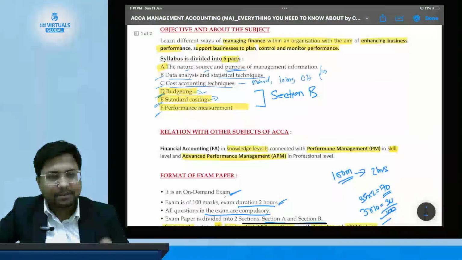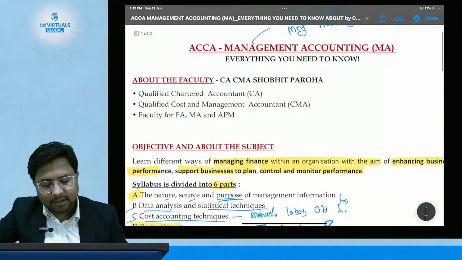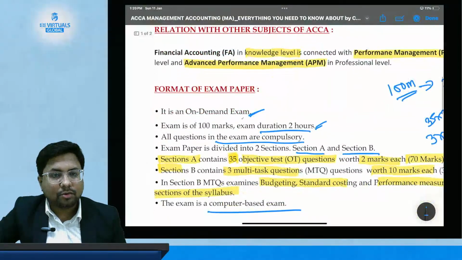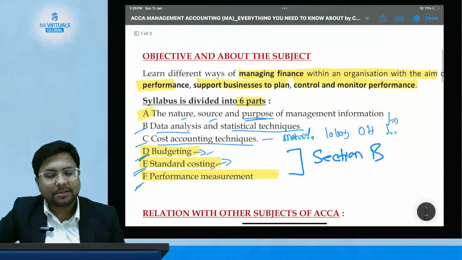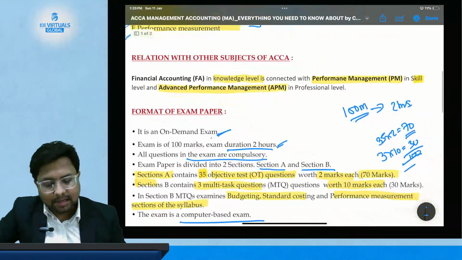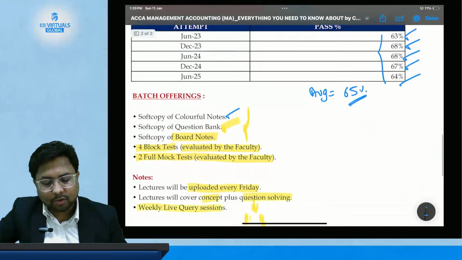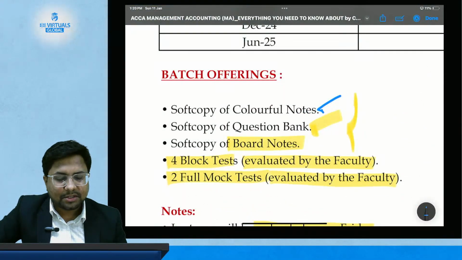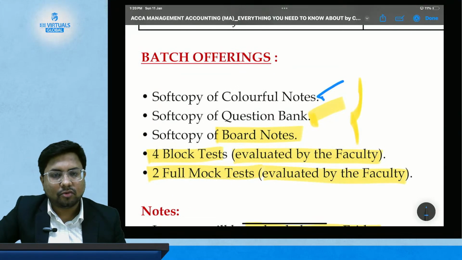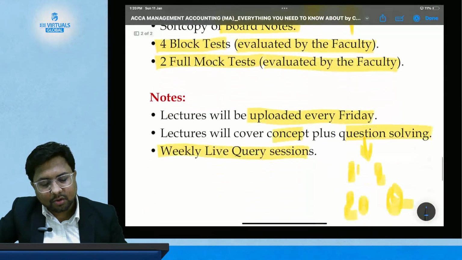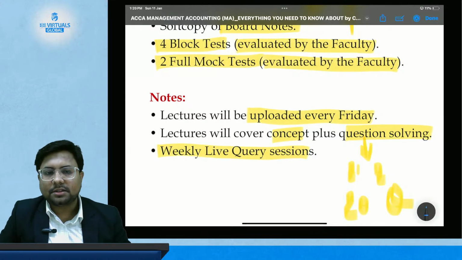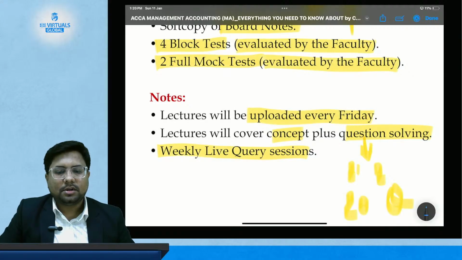So this is the very basic orientation of your management accounting. We have discussed how the examination is going to be, what the syllabus of your exams is, and how your MA is related to the skill level and professional level. Also, we have discussed the passing percentage and what we are going to offer in your batch. So we are going to offer you colorful notes, question bank, board notes, block tests and 2 full mock tests. If you have any doubt, you can ask us in the chat only and I'll solve them right now.